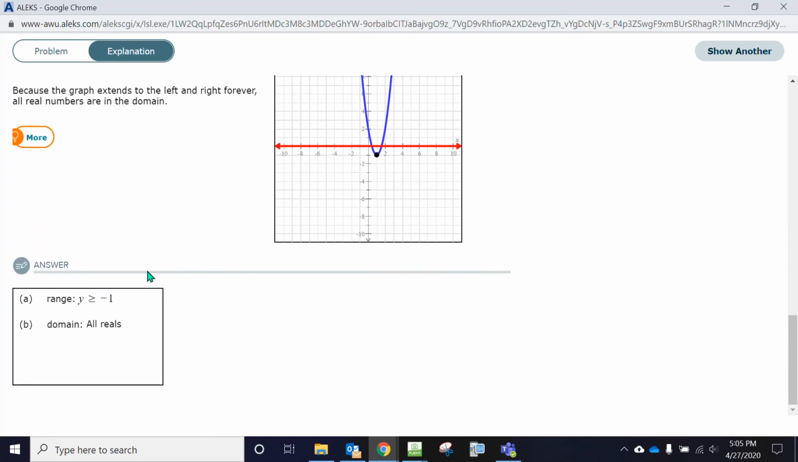So your answer is right here. Range, y is greater than or equal to -1. Domain, all reals. So this is how you find the domain and range given the graph of a parabola. This concludes our lesson.